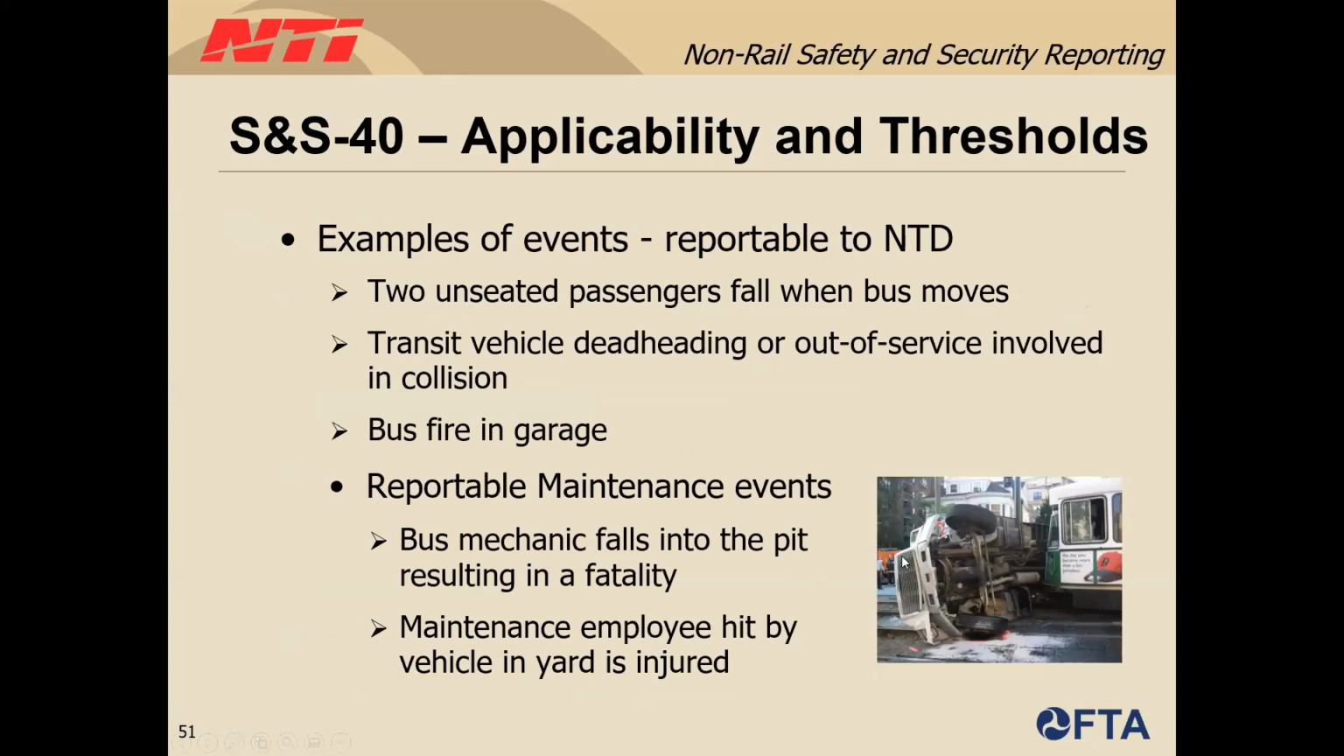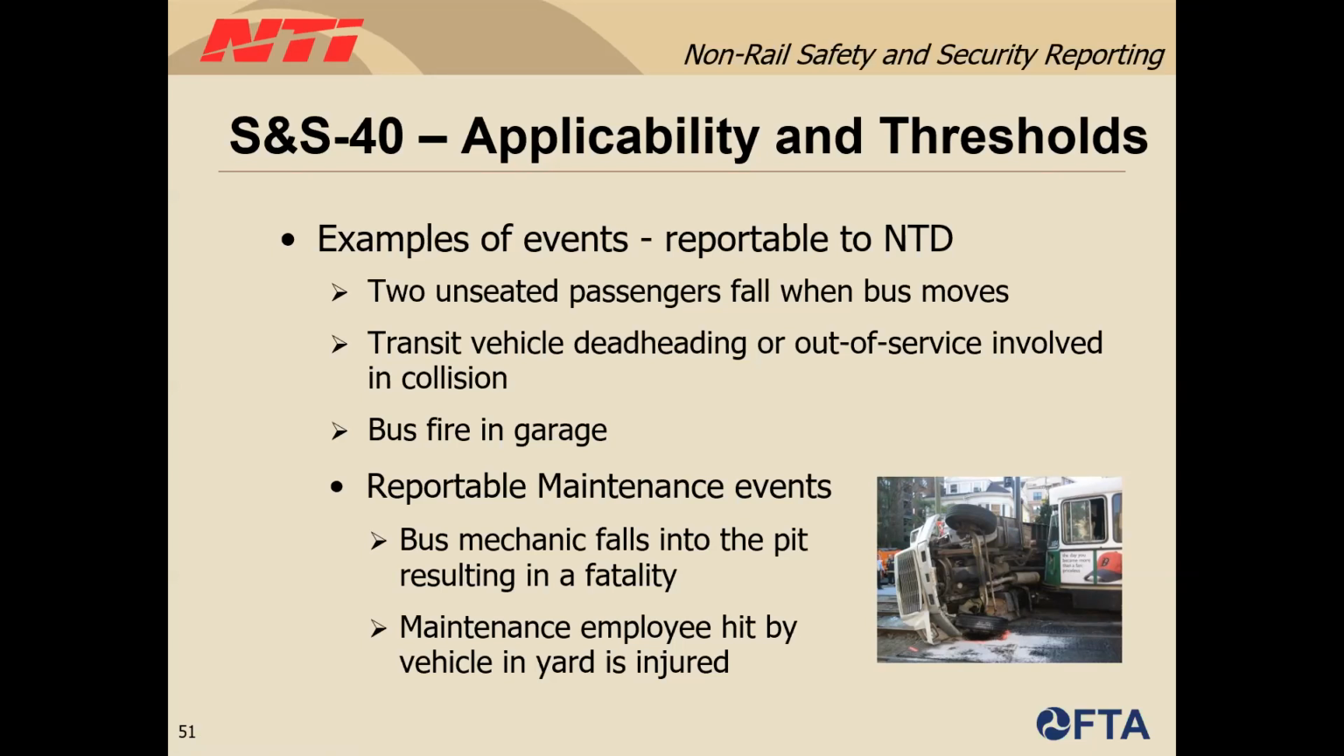Here are a few examples of events that are reportable to NTD. Two people who are still standing when the transit vehicle starts moving fall and are injured. If a deadheading or out of service vehicle is involved in a collision, or there's a fire in a bus garage meeting a reporting threshold, these are reportable. Maintenance related activities are included in reporting. Here you see a few examples of maintenance related activities that are reportable.